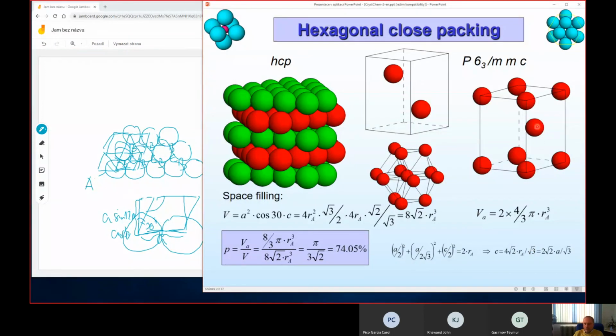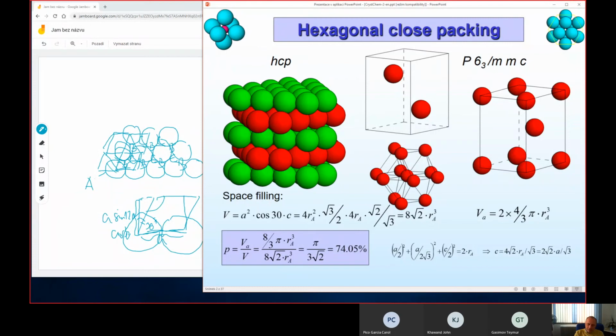And based on it, we can express the volume of the unit cell as a function of RA, which is again the cubed function with respect to RA. So if we divide the volume of atoms by the volume of the unit cell, the RA cubed is cancelled, and we have this relation, which means the filling factor or space filling factor, which is 74%.